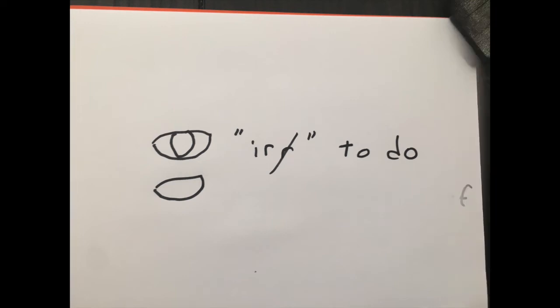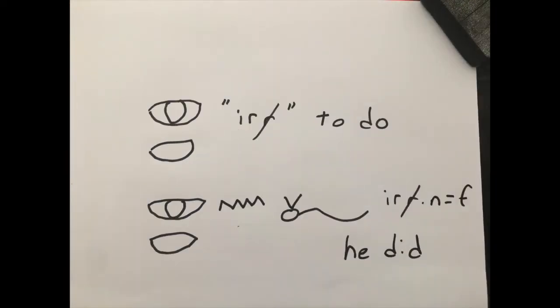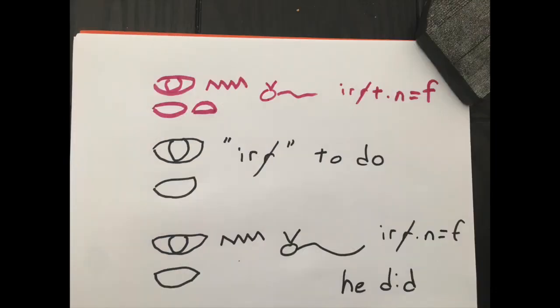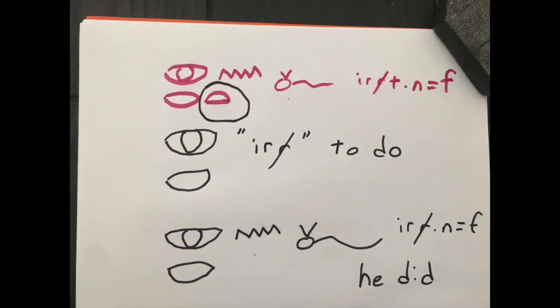It's complicated. So here's the verb to do, IR, right, with the helper single consonant. So if we have the past tense with the N for ED and then the pronoun he, you have he did, right? He did this in the past. Well, if you add a T to that, and you can see that at the top there, so now it's IRT dot N equals F. I crossed off the second R to just show about the helper single consonant next to the double consonant.